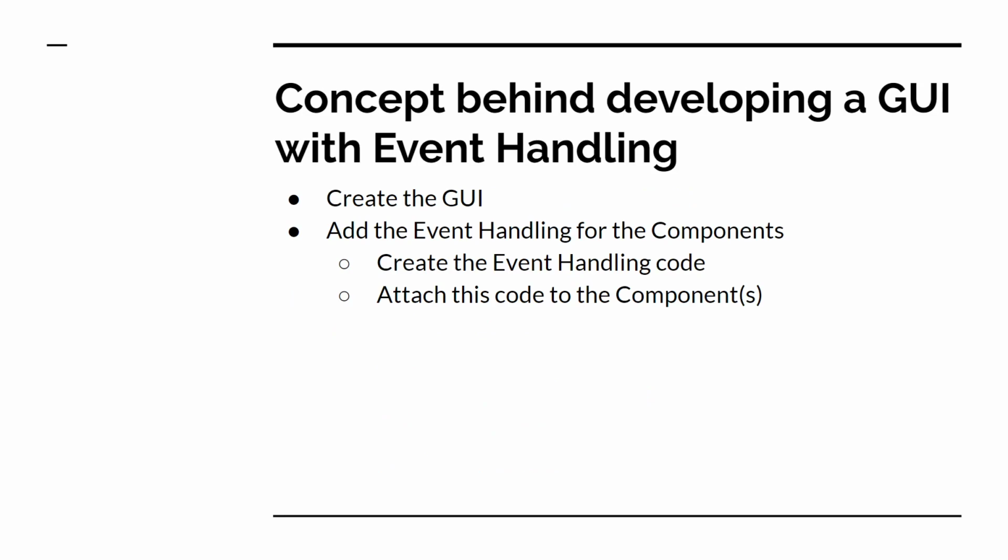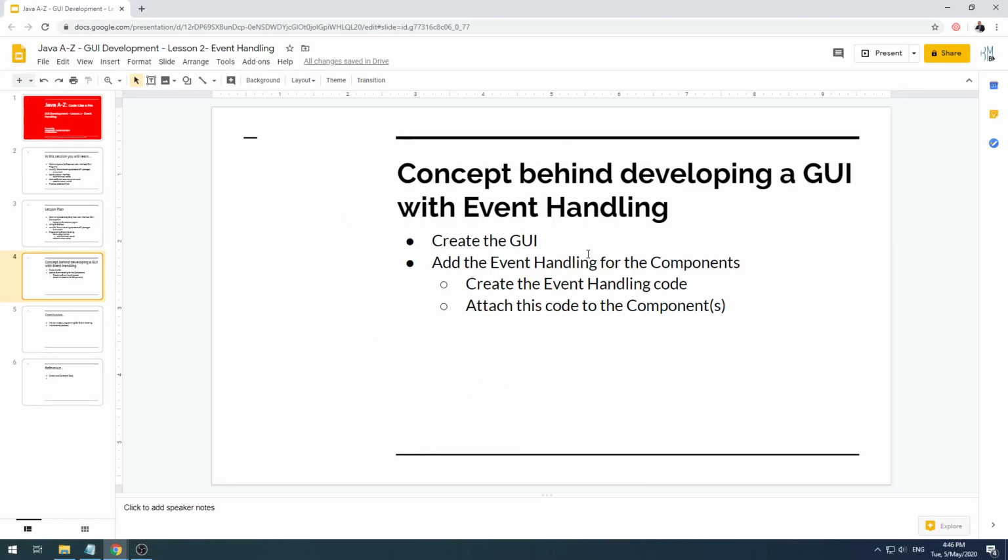So the concept behind a GUI with event handling is you create the GUI first, and then you add the event handling for the components like buttons, menus, and stuff like that. And for that you have to create the event handling code, right? For that you have to implement the relevant interface. So I think it's something important if I put something here, right?